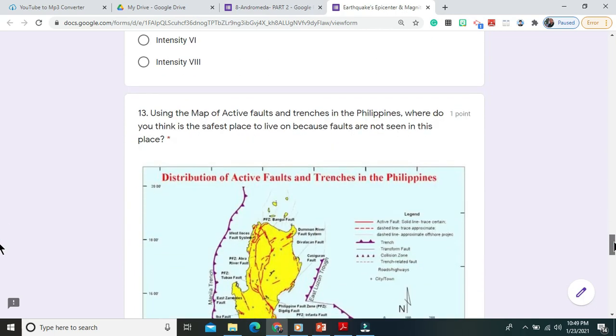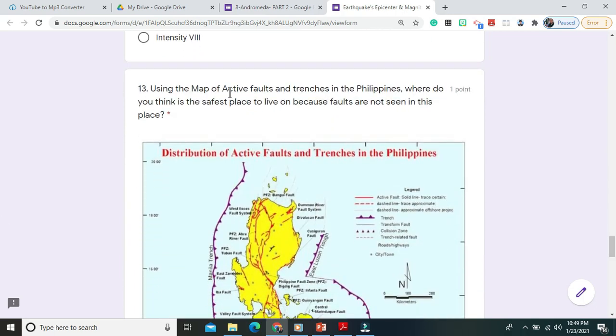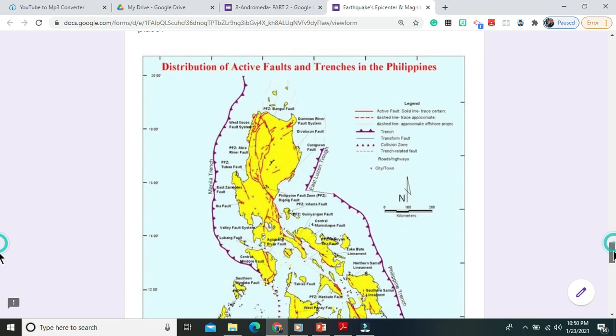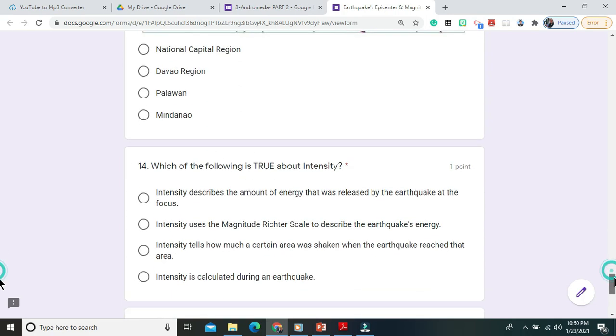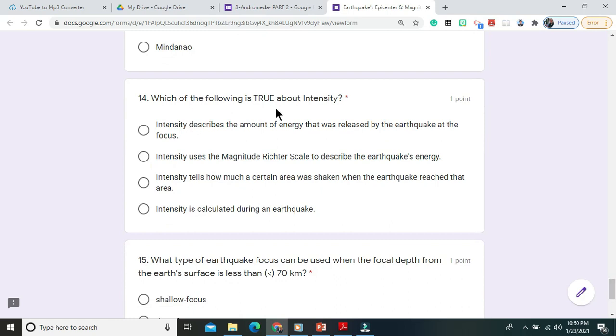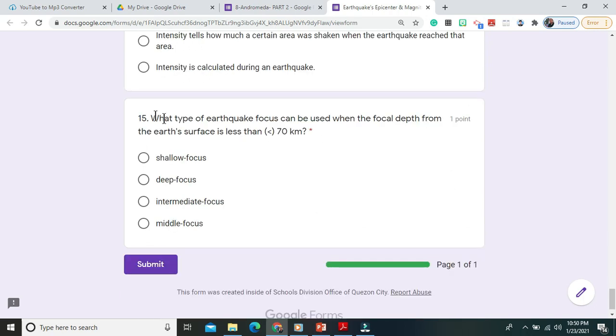Question number 13. Using the map of active faults and trenches in the Philippines, where do you think is the safest place to live because faults are not seen in this place? The correct answer is Palawan. Question number 14. Which of the following is true about intensity? The correct answer is intensity tells how much a certain area was shaken when the earthquake reached that area.